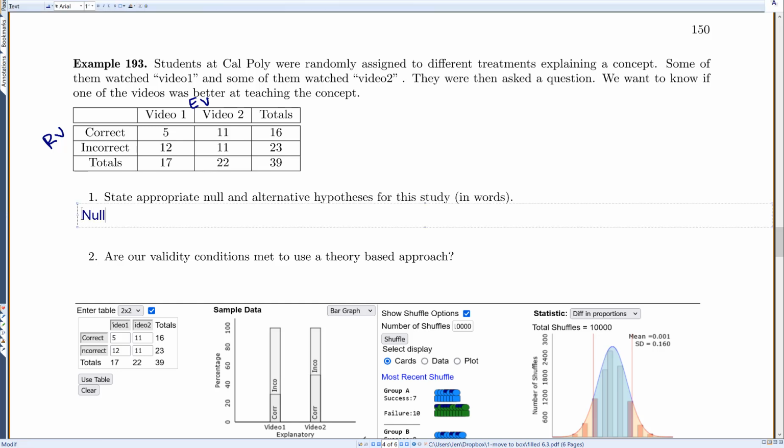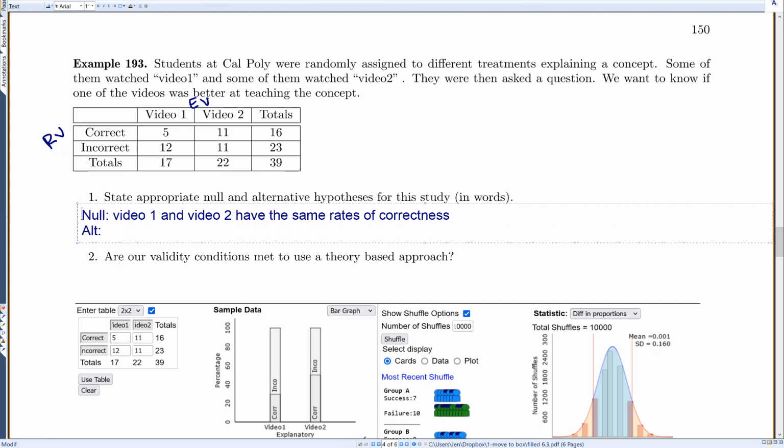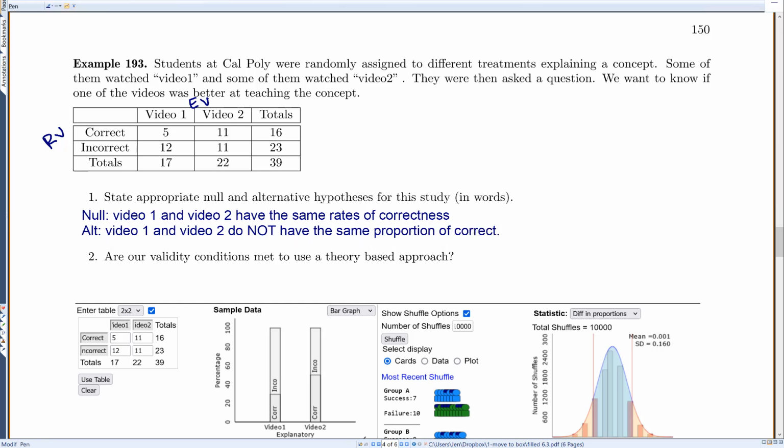Okay. So the null hypothesis would be that video 1 and video 2 have the same rates of correctness. And the alternative, okay, did it say if one of them was better? It didn't say which one is better. So we'll say video 1 and video 2 do not have the same proportion of correct. And those are population proportions.